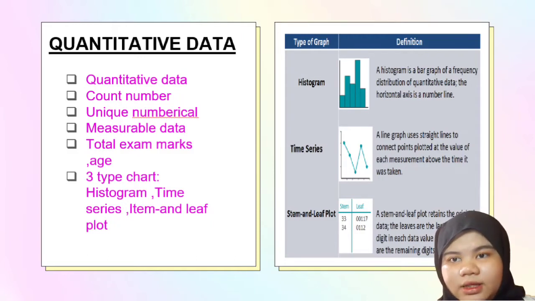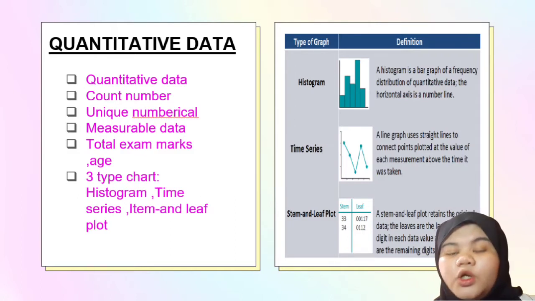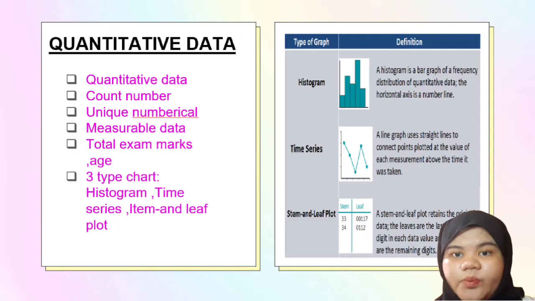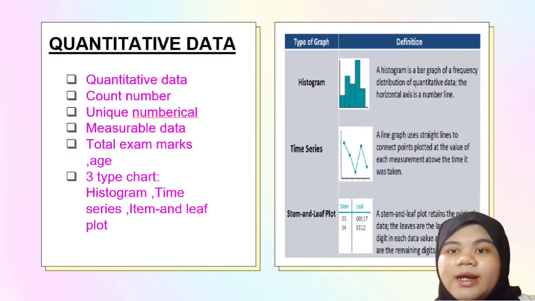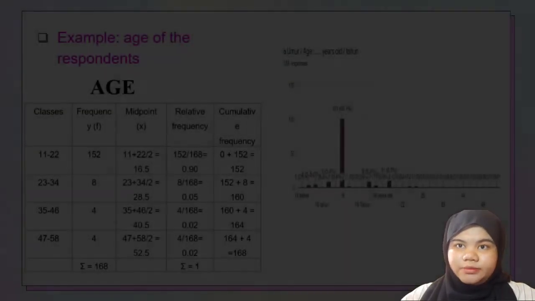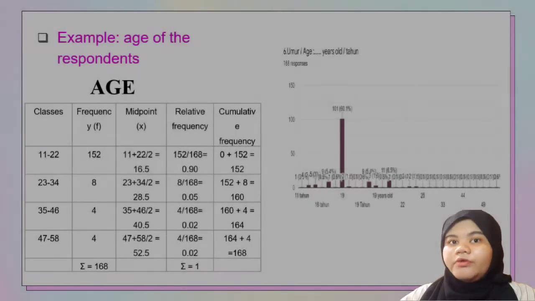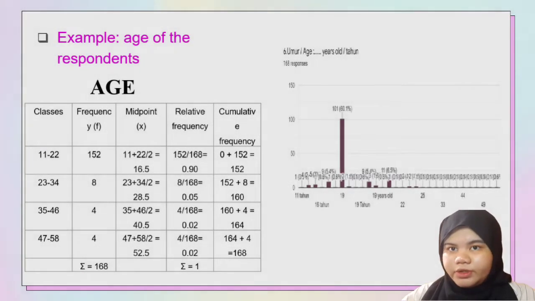This data can be verified and can also be validated easily using mathematical techniques. For example, total exam mark, age, and total income. Quantitative data use types of charts such as histogram, time series, and stem and leaf plot. To construct a frequency distribution table, we need class, frequency, midpoint, relative frequency, and cumulative frequency.